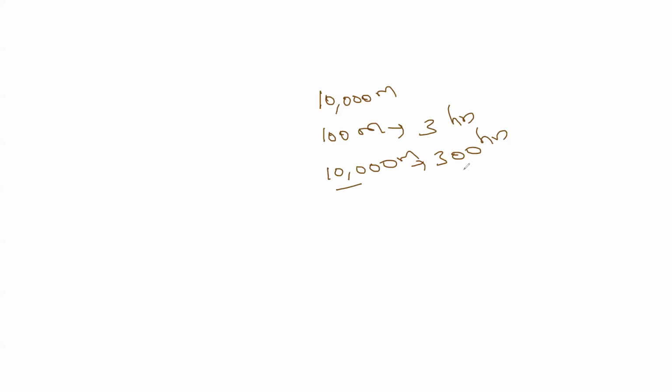That means 10% of 300 is 30. So laying 10,000 meters of cable will take 330 hours, where 30 is reserve time or risk time. So when the team hits an obstacle, they know there is nothing to panic about. We have a reserve time.